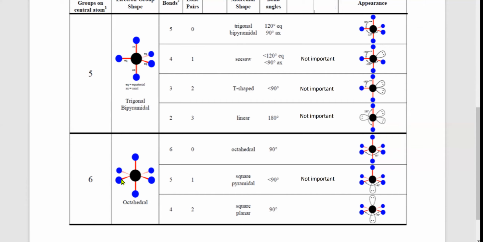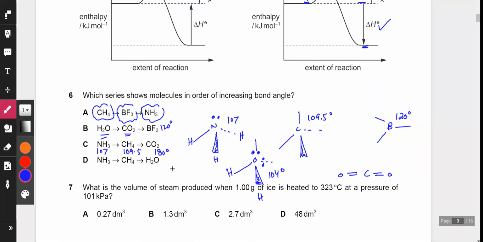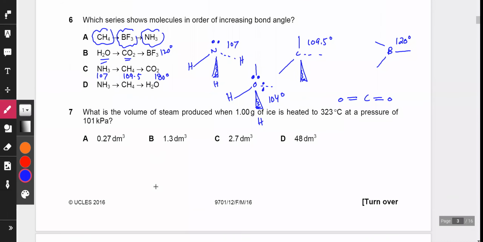Ignore most of these shapes. Then you have six bonds, that's octahedral. And in that shape, you have a square pyramidal shape if you have one lone pair. If you have two lone pairs, that's going to be square planar. Okay? So these are all the shapes of the molecules. Okay? Is this clear up till here? Bazar, is this clear? Yes, sir.